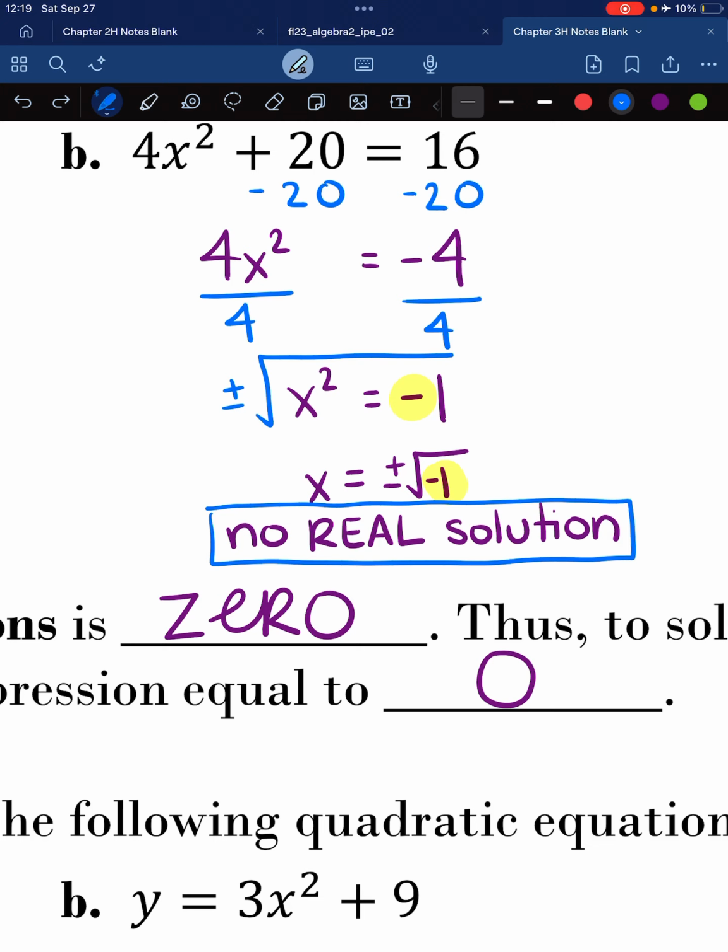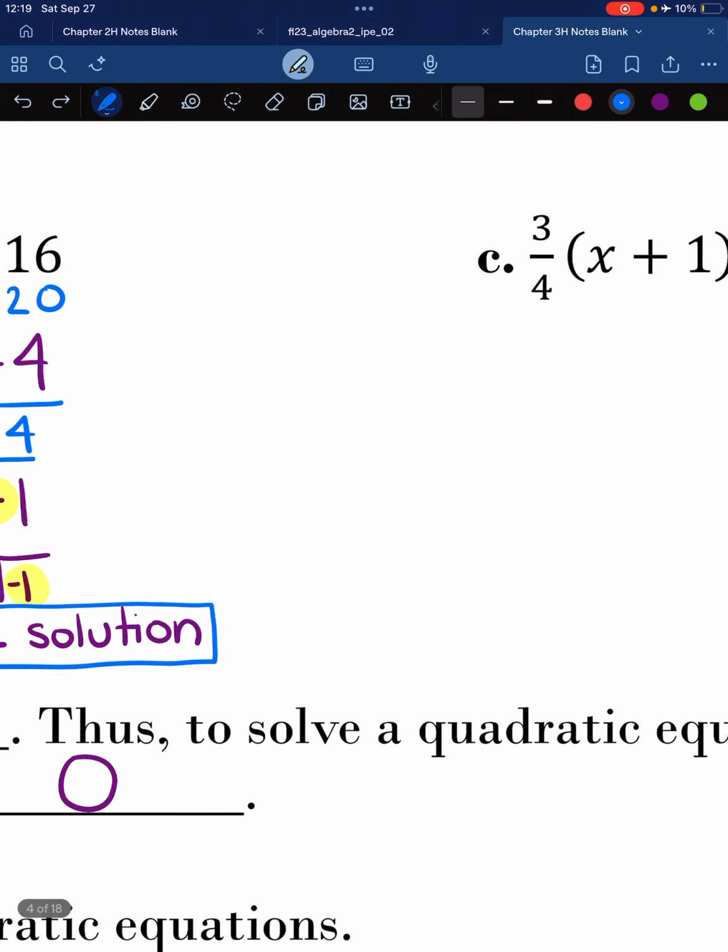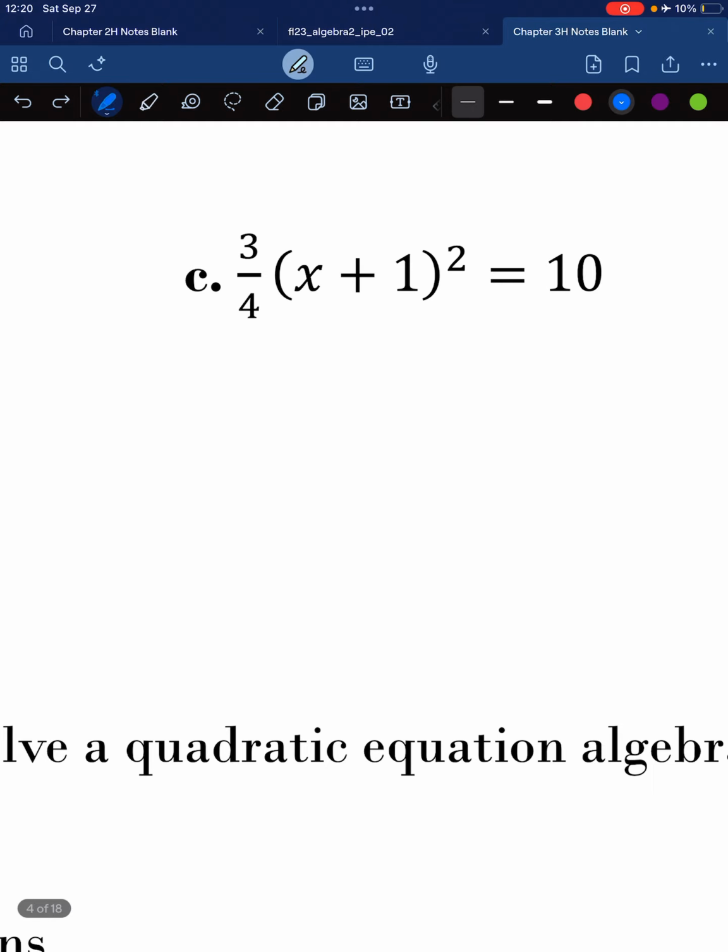Okay, and that is an important distinction that I want you to make. Please don't write no solution. It's no real solution. Okay, C, again, maybe you can actually solve this one on your own.